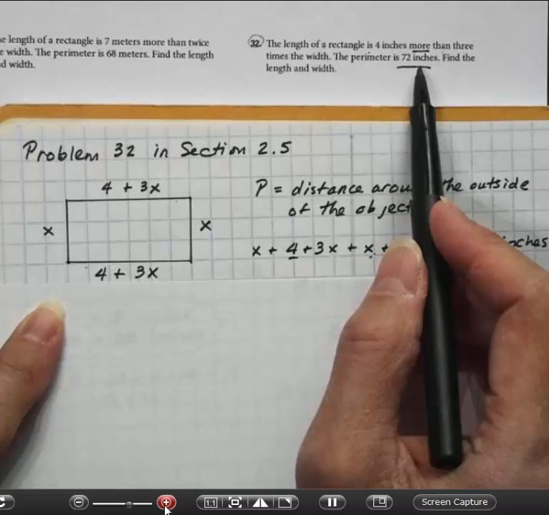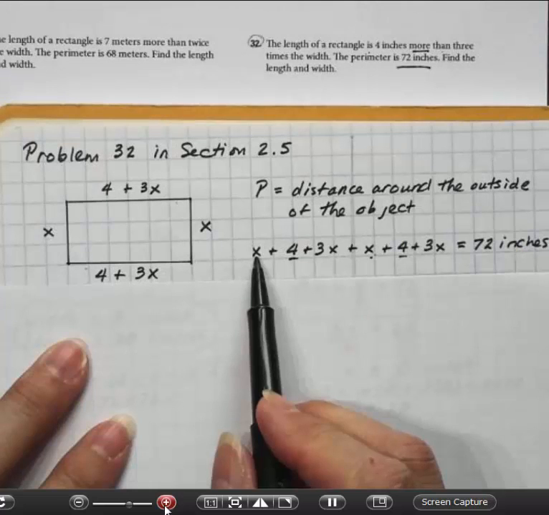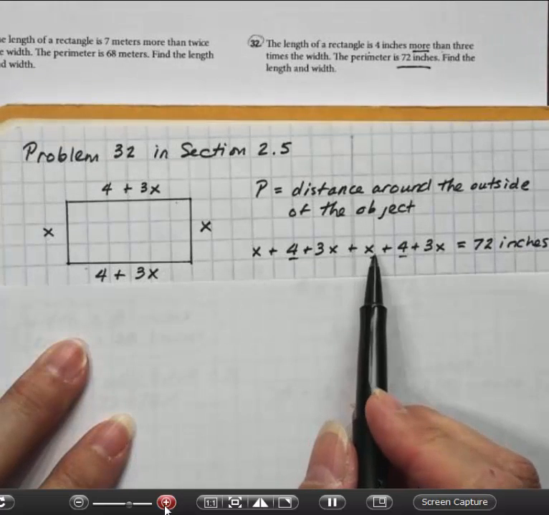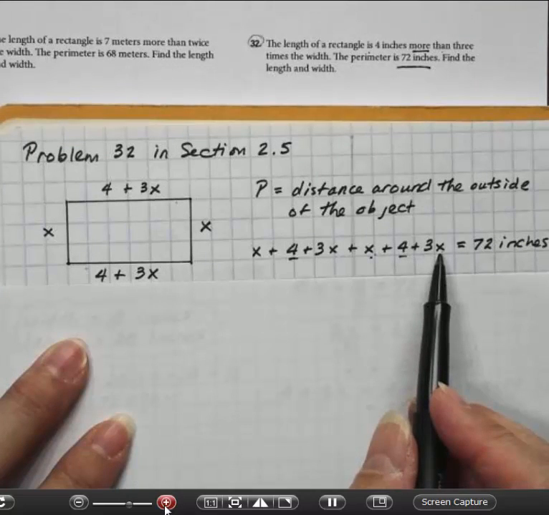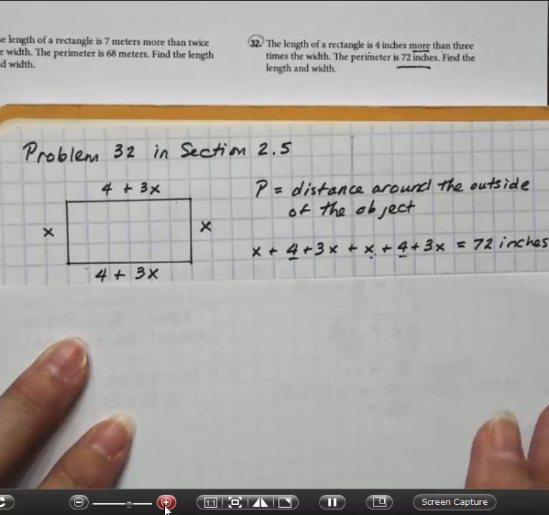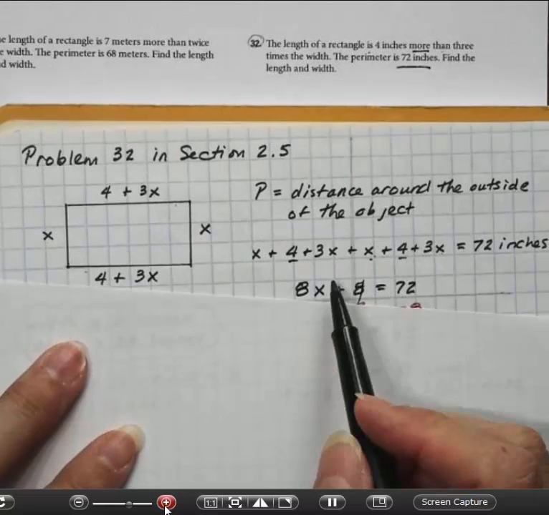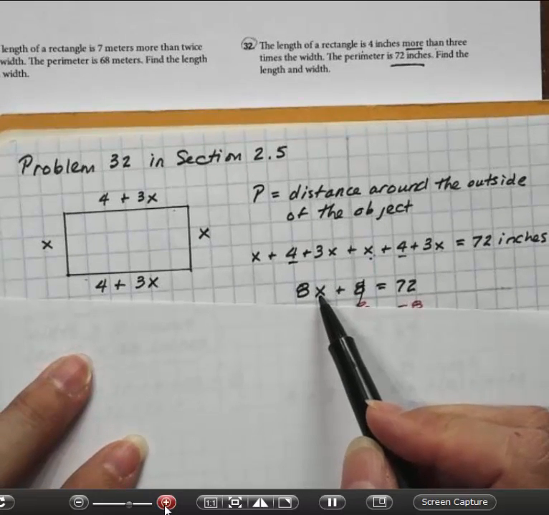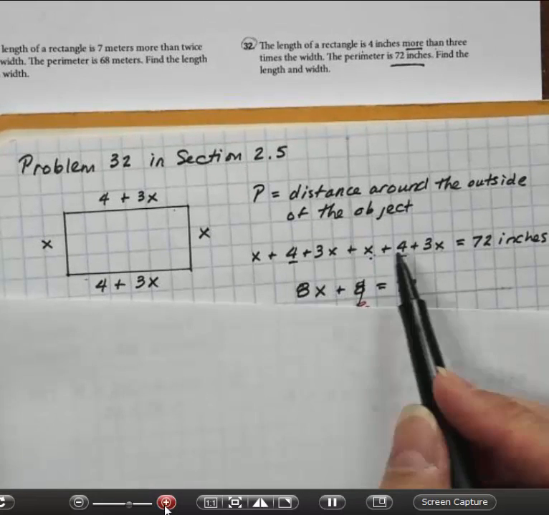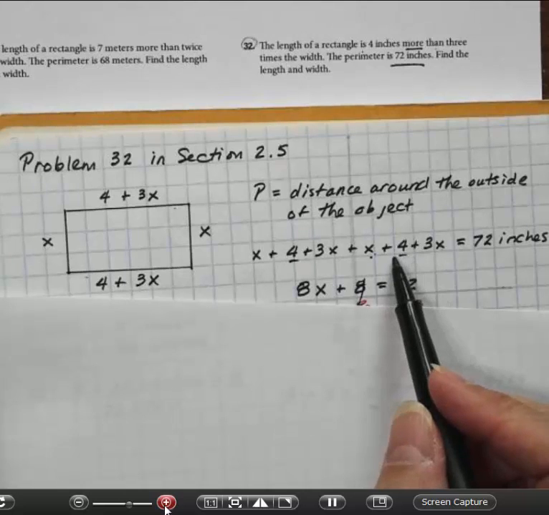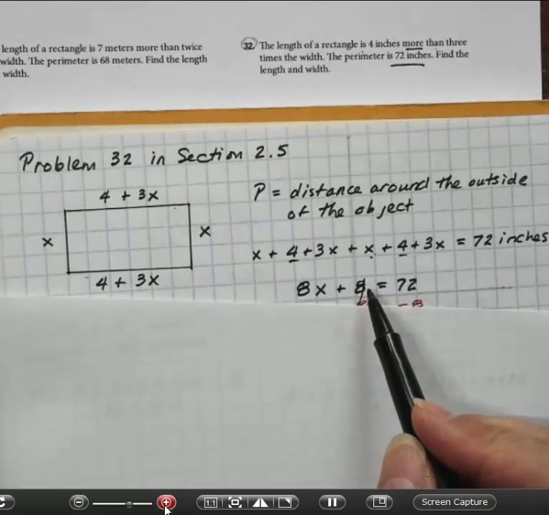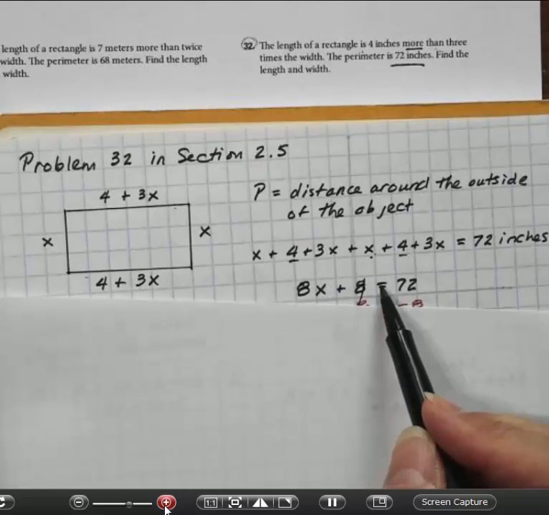Then we're going to go ahead and simplify. We're going to combine like terms, so we have x, 3x, x, and 3x. Adding up all those x's gives you 8x. Then we added up the constants, which were 4 and 4, which gave me 8. So I had 8x plus 8 is equal to 72.